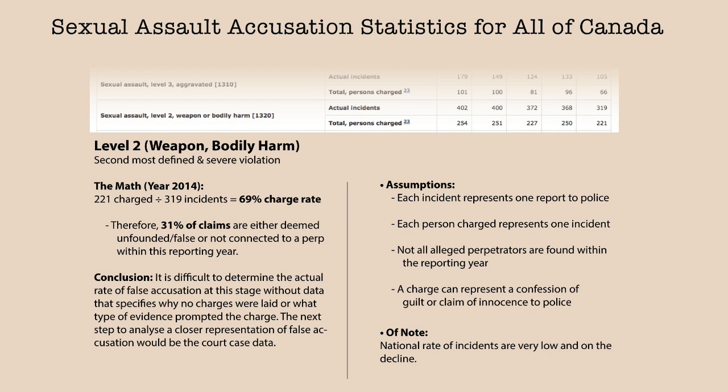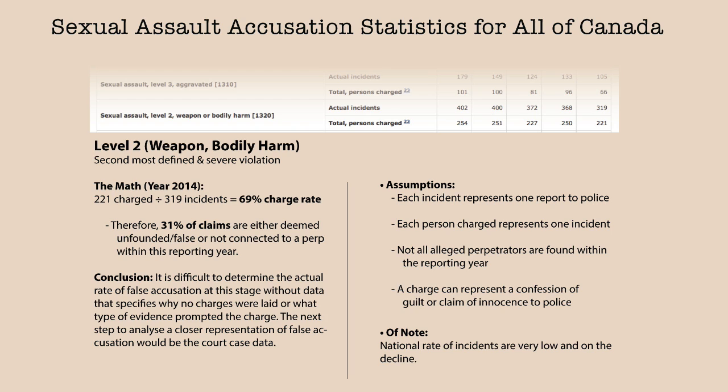Moving on to level 2 sexual assault, weapon or bodily harm. This one is the second most defined and severe violation of the 3. The math here, again, for the year 2014, is 221 charges. The math here is 221 charged divided by 319 incidents equals a 69% charge rate. Therefore, 31% of claims are either deemed unfounded, false, or not connected to a perp within this reporting year.